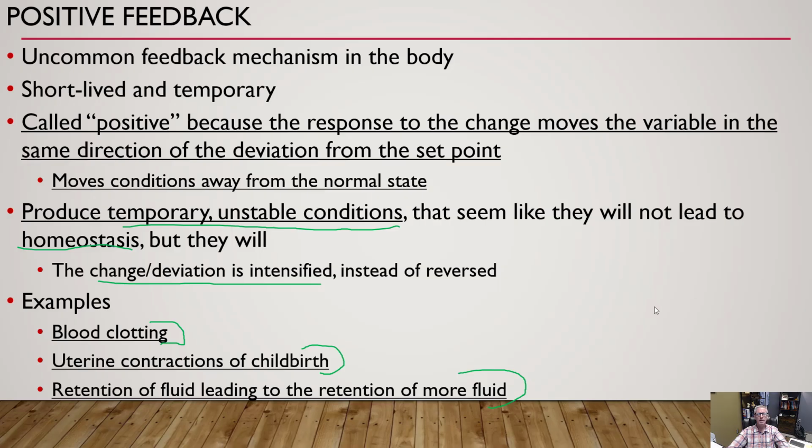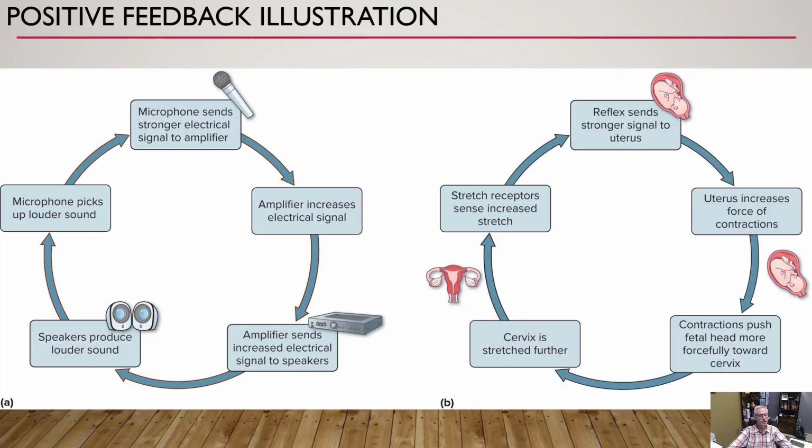So just remember, negative feedback: something's too high, we lower it; something's too low, we raise it. Positive feedback: we keep going, and eventually we reset the system. Another example of positive feedback is when you put a microphone next to an amplifier and it reverbs and amplifies that sound.